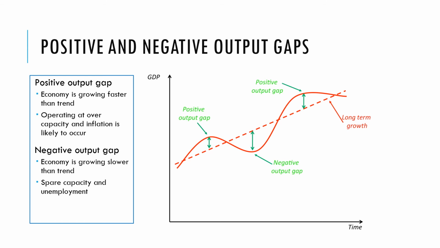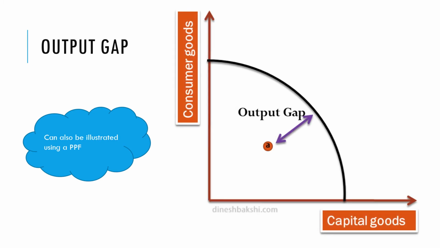So let's take these definitions down, take this diagram down, and then move on to a second way of illustrating the concept of an output gap. And that is by using a PPF diagram. So here we have our production possibility frontier, the maximum combination of goods and services that could be produced in an economy. And if our economy is actually producing at point A, that combination of consumer goods and capital goods, we would say there is an output gap. The actual output is less than the potential output.